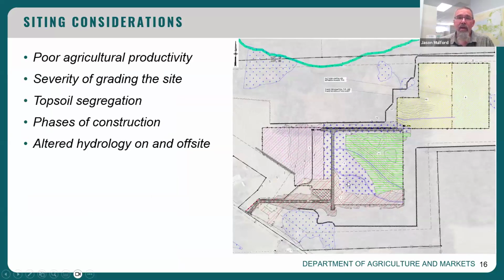Some sites are sited on preferable loss of agricultural land, the lesser productive lands. However, a lot of times they require the most impact grading, and particularly the severity of grading on this site was extreme, and our comments related mainly to topsoil segregation and the phases of construction, where most of the cut didn't match up with a balanced area for the fill. Just kind of common sense. You have to put it somewhere.